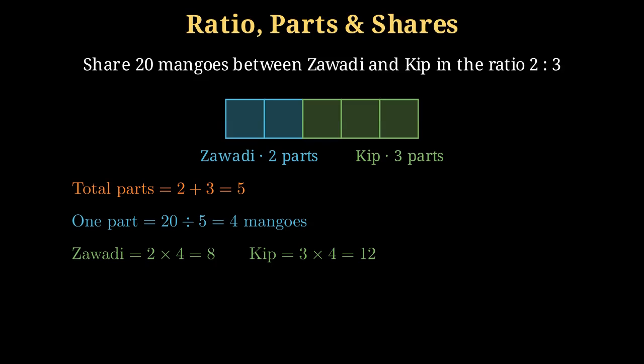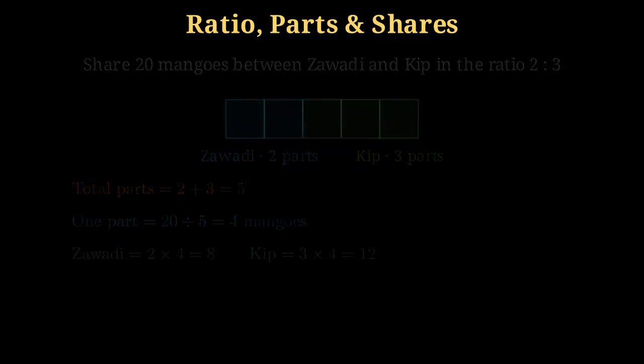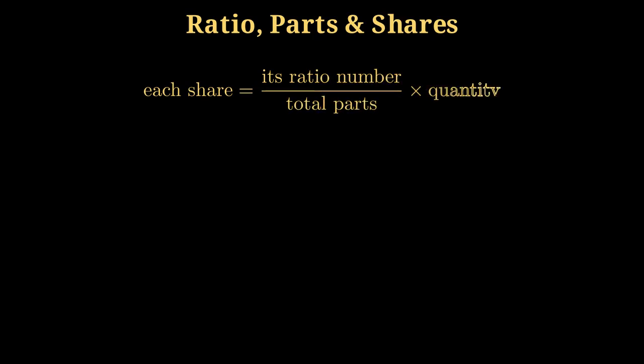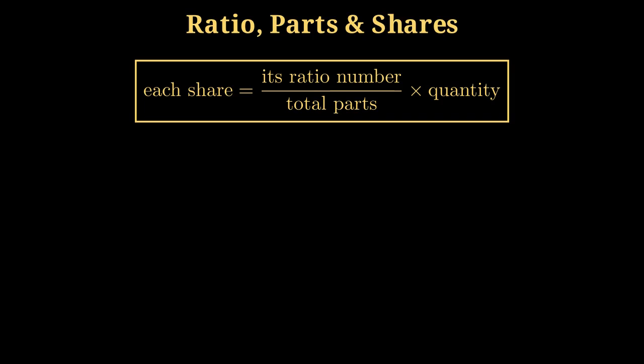It always adds back. Here is the same idea as one rule. Each share is its ratio number over the total parts, that is a fraction of the whole, times the quantity. Zawadi's share was 2/5 of 20, which is 8. This one rule is the entire lesson.